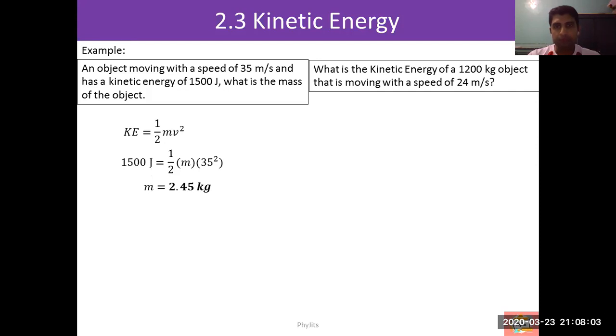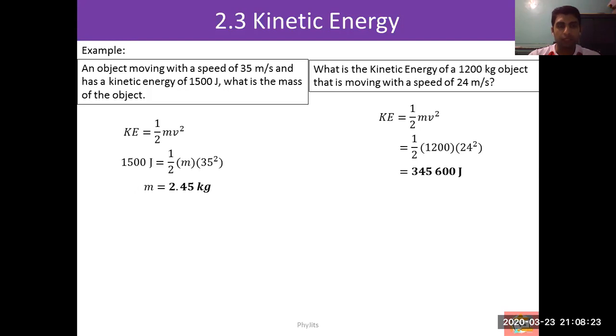Another example: what is the kinetic energy of a 1,200 kilogram object that is moving with the speed of 24 meters per second? Again, kinetic energy, the formula is this. You substitute the values and you calculate the kinetic energy.